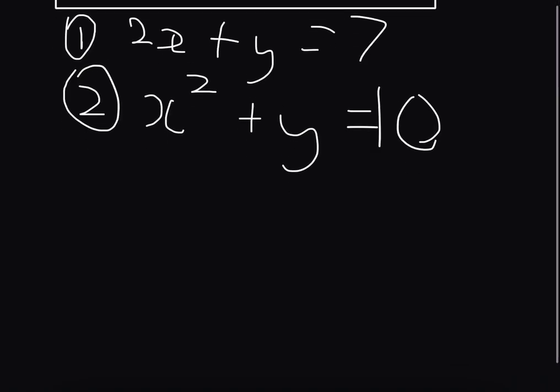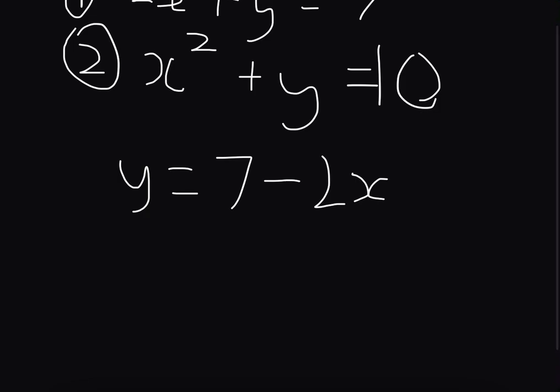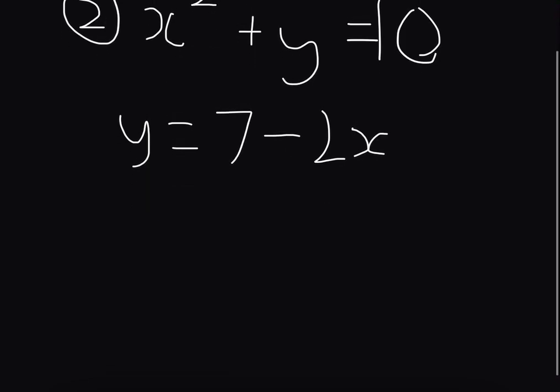Let's look at the first one. We just have to isolate y and make y the subject. So we'll do y equals 7 minus 2x; we move the 2x over. Make sure to swap the sign when you move something over in the equation. Now we know that y equals 7 minus 2x.